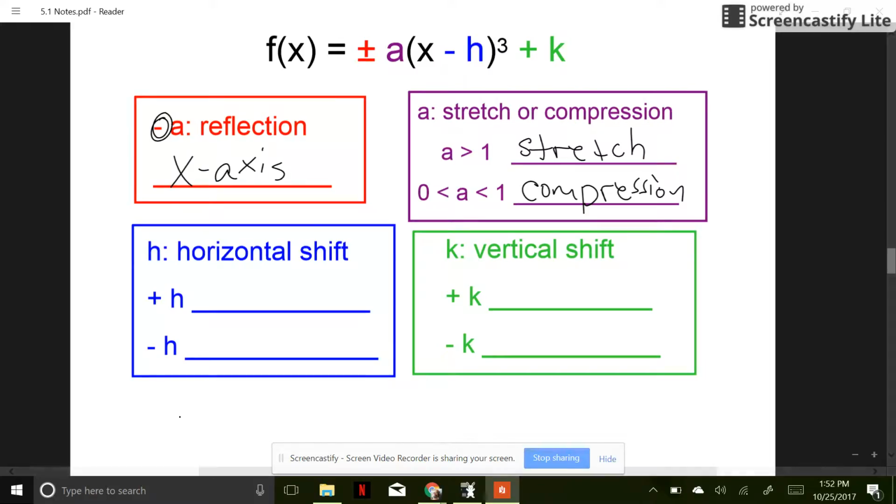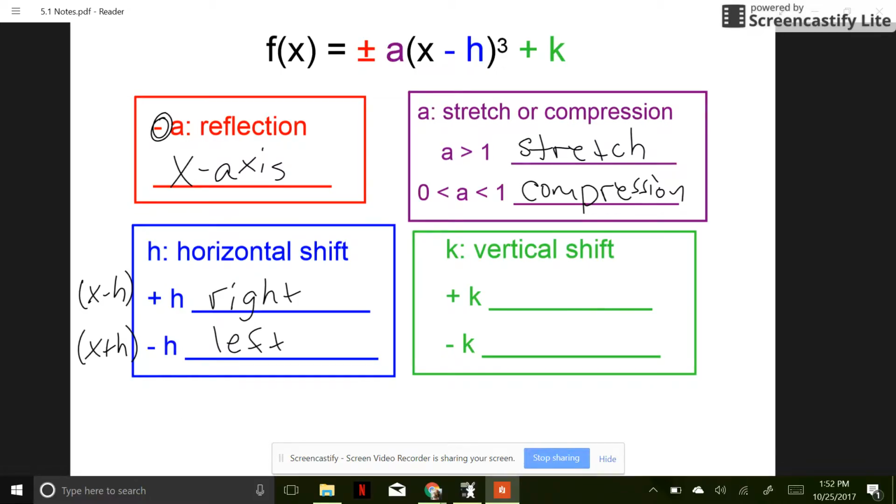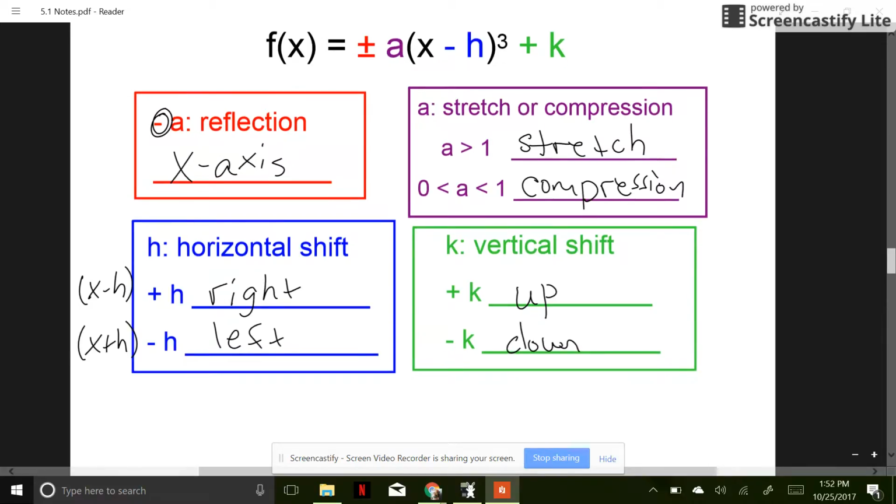Horizontal shift. Well, this is where things get a little funky. If h is positive, it moves to the right. If h is negative, it moves to the left. What does this look like? Remember, this is where it's going to be x minus h and then x plus h, because it's backwards in our mind. If we're doing x minus h, we're moving to the right. Vertical shift, this one's a-okay, plus k, adding a number on the outside of the function moves us up. Subtracting a number on the outside moves us down.